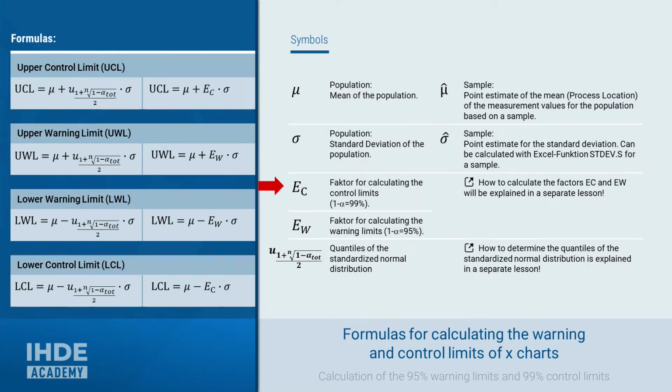EC is the factor for calculating the limits for a 99% non-interference probability in the process. EW is the factor for calculating the warning limits. The U term describes the quantile of the standard normal distribution and, as already mentioned, is covered in a separate lesson.